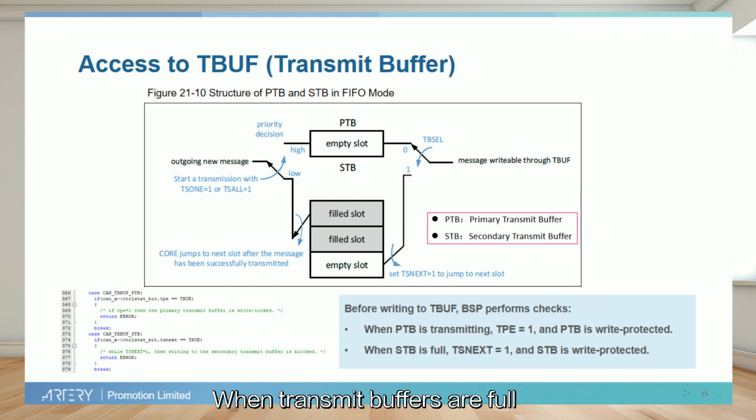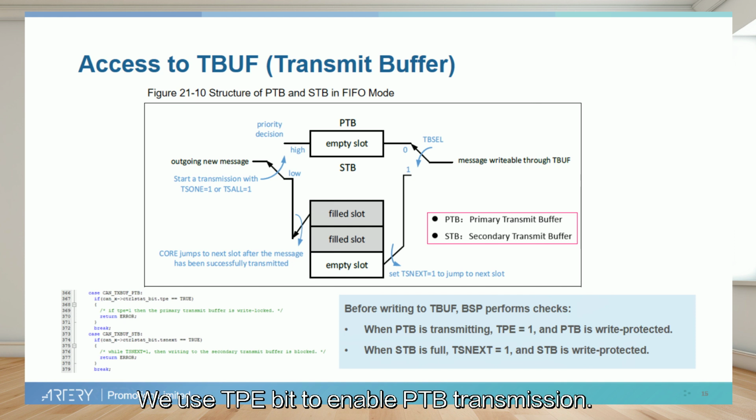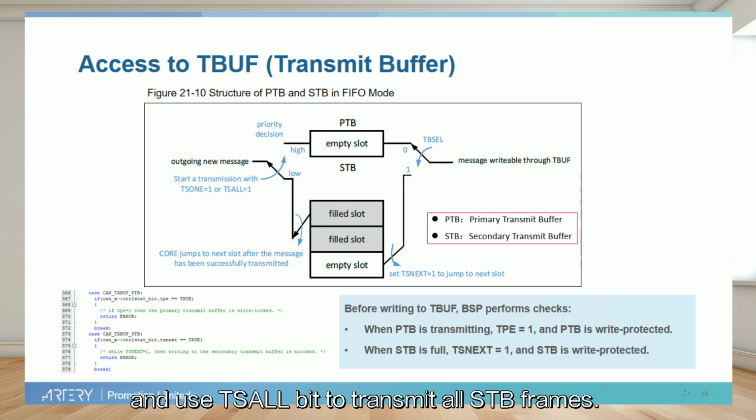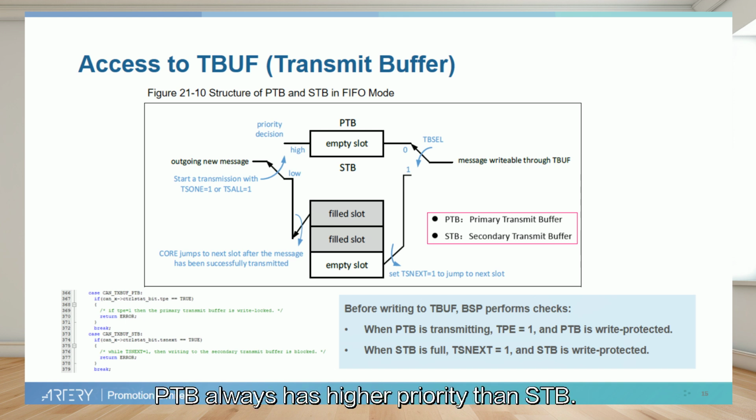When transmit buffers are full, it is ready to send them. We use TPE bit to enable PTB transmission. For STB, we use TSONE bit to send a single STB frame, and use TSALL bit to transmit all STB frames. PTB always has higher priority than STB.